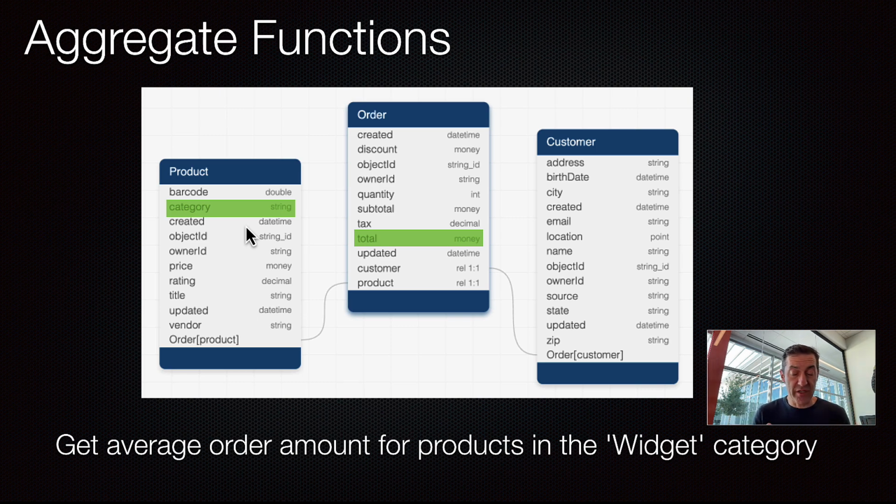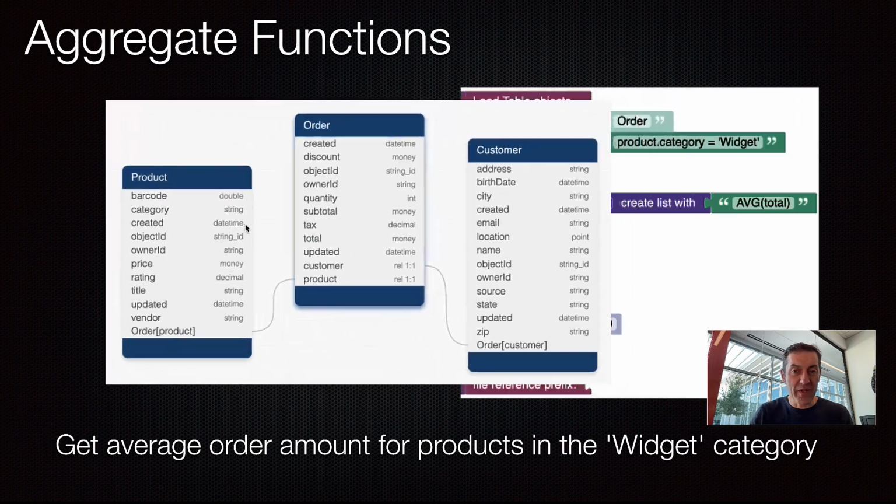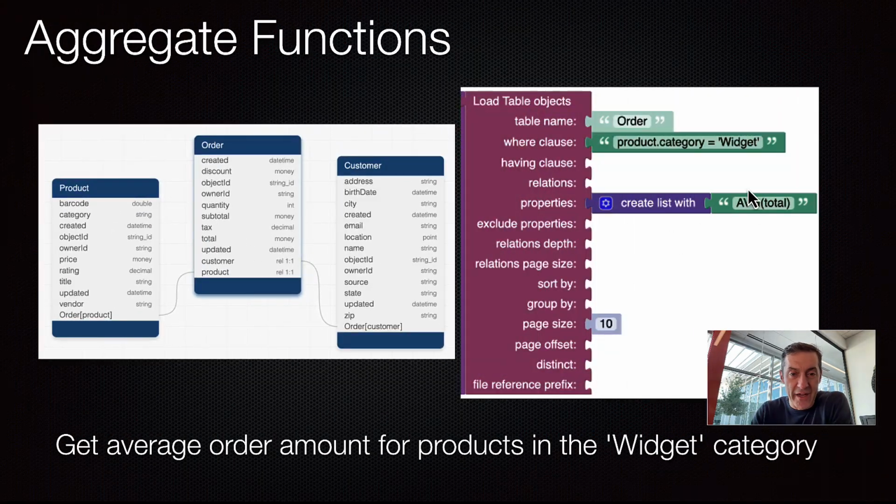And the way this is going to work is we send a request to the order table saying, okay, we want the average order amount, but only for the products that are in that specific category. So the query will look like this. Here we're getting average for the totals. By the way, the request is sent to the order table, and then the property is AVG total.